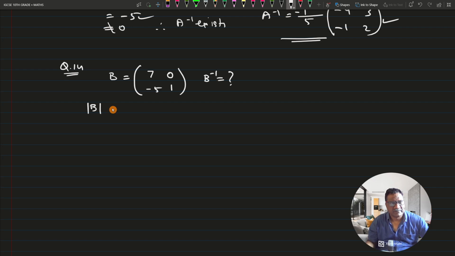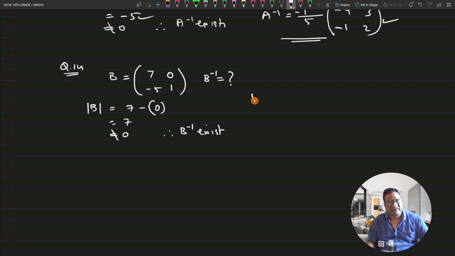So start with determinant of B. Determinant of B will be equal to 7 into 1 is 7, minus 5 into 0 will be 0. This is nothing but 7 minus 0, which is equal to 7. This is not equal to 0. Therefore, since determinant of B is not equal to 0, we can say that B inverse exists.